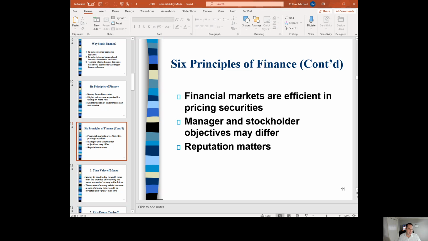they trade the same. So continuing on, financial markets are efficient in pricing securities. They are mostly efficient, right? Manager and stockholder objectives may differ.